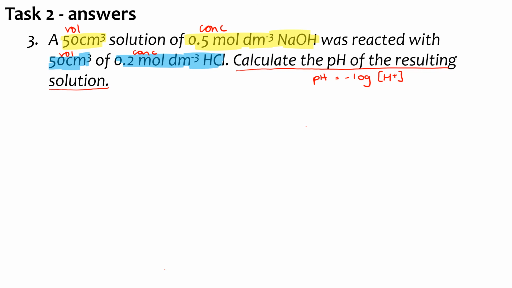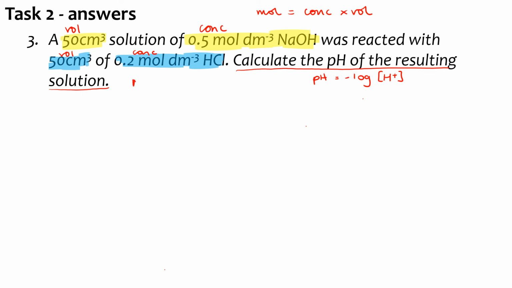Now we've been given volumes and concentration for each of these, and what we need to think about is how are they linked together, and that is moles is equal to concentration times volume. The only way to work out if something is in excess is by working out the moles and looking at the molar ratio, or the stoichiometric ratio, of the equation when they react.